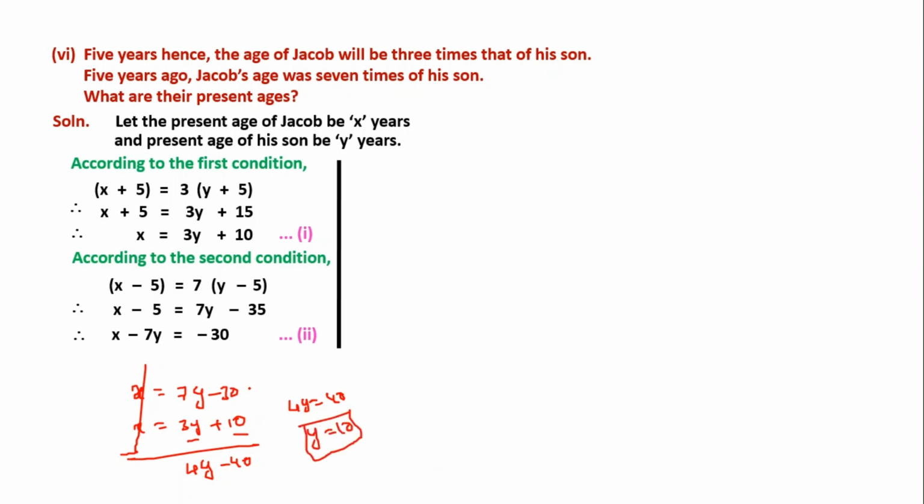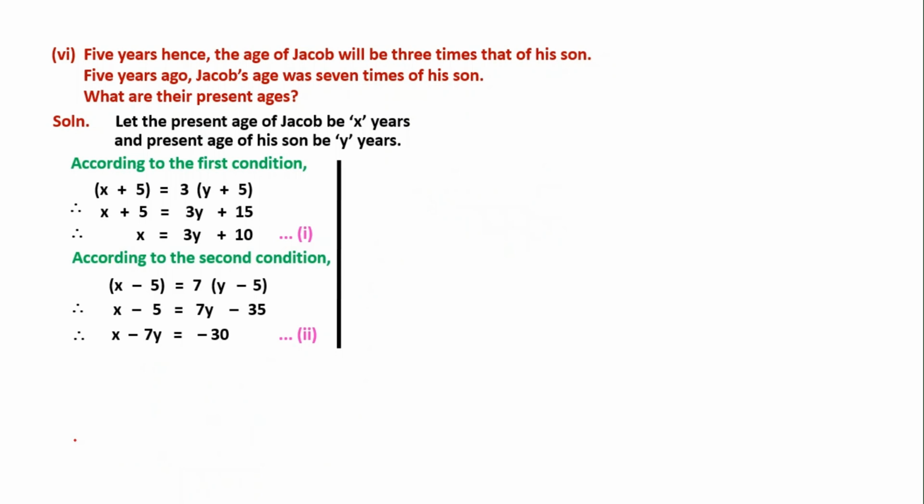Then substitute either in equation 1 or 2. So x is equal to 3 into 10 plus 10, that is 30 plus 10, 40 years. x is the age of Jacob and y is the age of his son. So 40 years and 10 years. So Jacob's age is 40 and his son's age is 10.